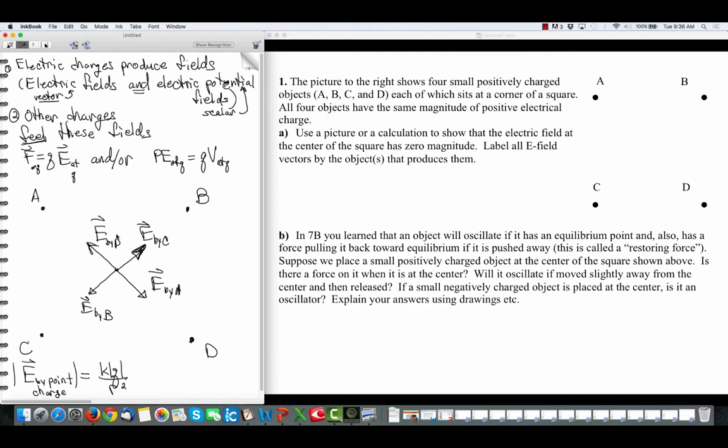The equation down here tells you that the magnitude of that vector depends on a constant k, which is the same for all of them, depends on the magnitude of the charge, which is the same for all of them, and 1 over the distance from that object squared. If you're at the center of the square, then the distances from each of those is the same, so the magnitude is the same for each of them. Because it's a square, these are all at right angles with each other. And so you can see the electric field by C cancels the electric field by B. The electric field by D cancels the electric field by A.